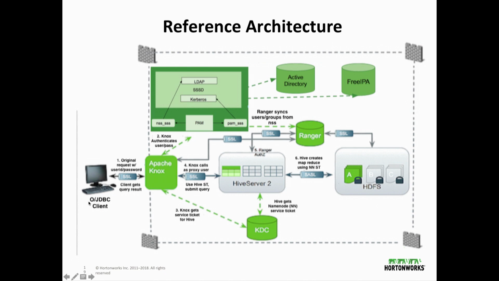Here, a typical flow is: when a user runs a Hive query, the first request goes to Knox, and Knox tries to authenticate the user with PAM. Once the authentication is successful, it sends the request to Hive. And here, as you can see, Ranger already has policies that can be enforced for any Hive queries.